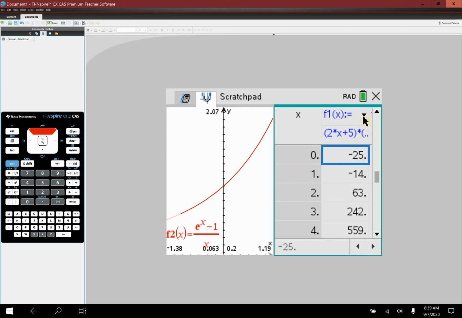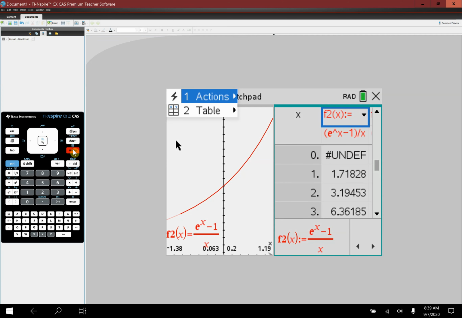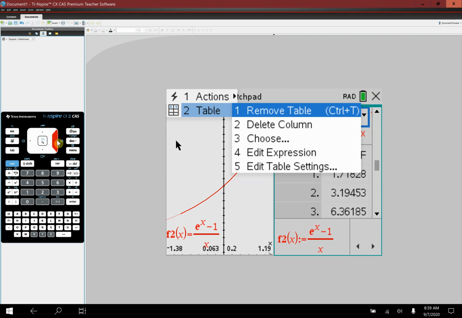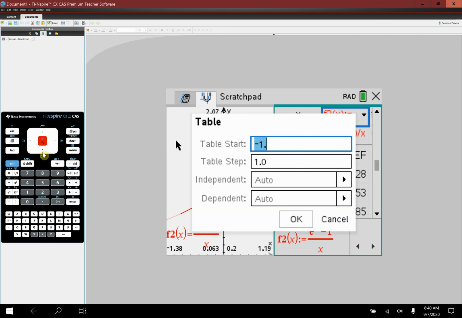Here's my table, and we're looking at what happens as it approaches 1 over here. Oh, wait, I'm on my wrong graph. I need to switch that. Hold on. There we go. As we approach 0 rather, and it's undefined, so maybe I'll try some other values for my table. As a reminder to do that, menu, table, and I'm going to do edit table settings. Okay, so the table start is fine. I'm going to probably have it start at 0 because that's what I'm interested in.